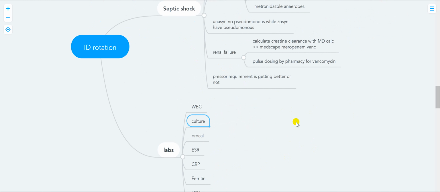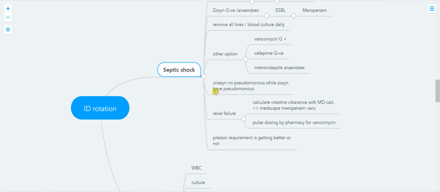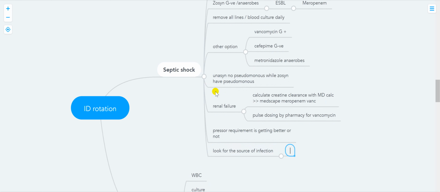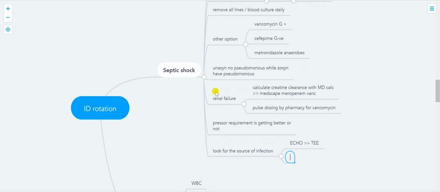And then the other thing, this very important thing that I learned: when there's septic shock or bacteremia, you gotta look for the source. Look for the source of infection. How do you look for that? You can do echo, and then you can do TEE, transesophageal echo, for infective endocarditis. You gotta do a full body exam until you find the source. Once you find the source, then you do a focused exam.